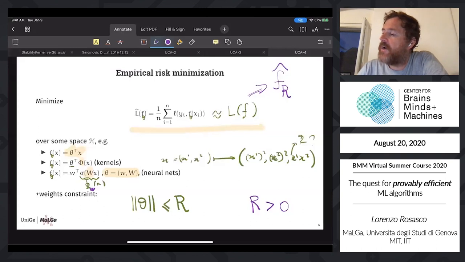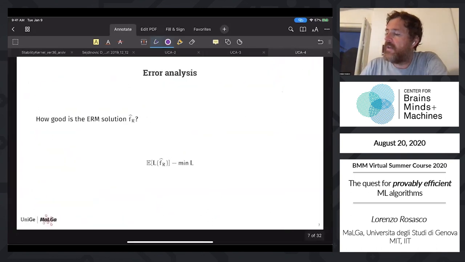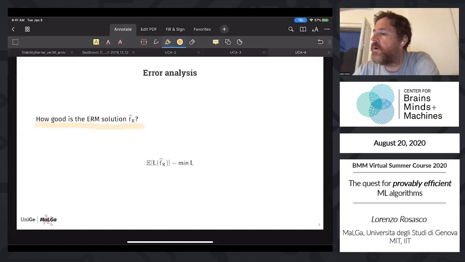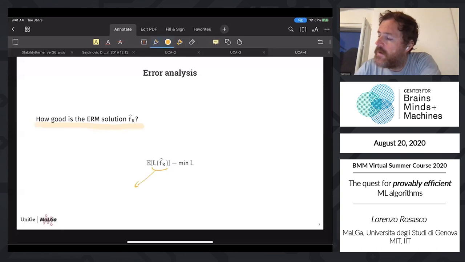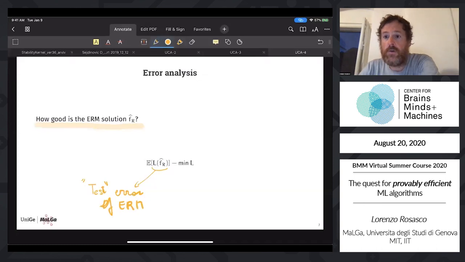The key idea is to go back to the original question, which was not small empirical error, but small test error. So to measure how good the ERM solution, F hat R, is, we are going to compare this, which is the test error of ERM, of empirical risk minimization, okay?